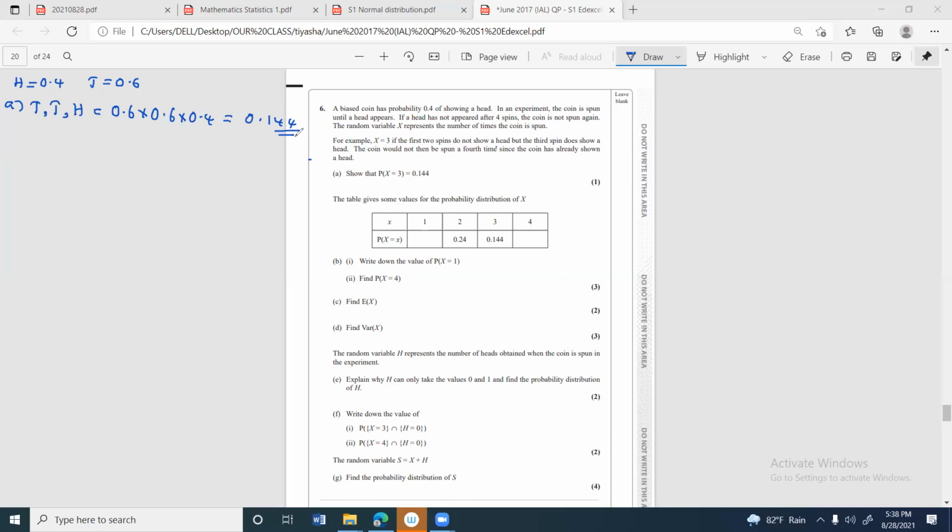The table gives some values for the probability distribution of X. X equals 1 means from the first time itself you get a head. That means it should be 0.4. This is pretty simple. Then how to get X equals 4?